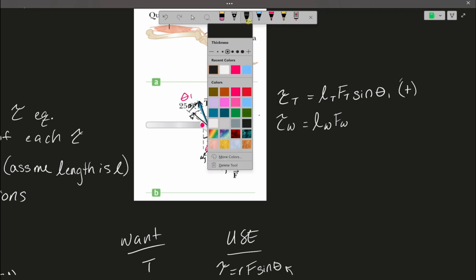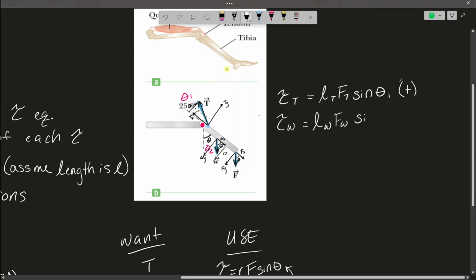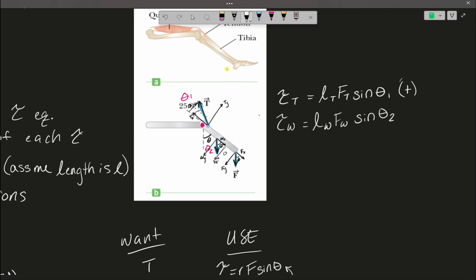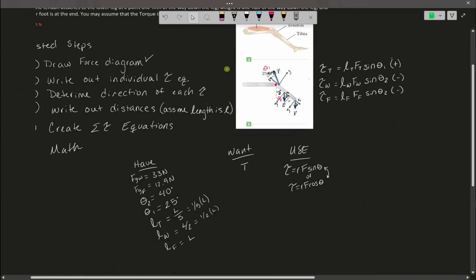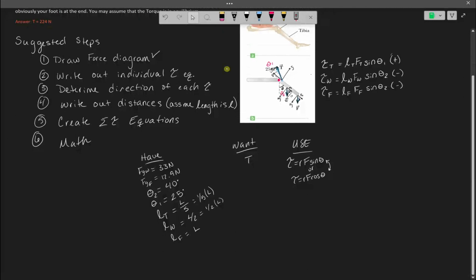So this will also be sine, but this will be sine of theta 2. And the directionality is going to be negative because the torque is going to be going into the page. And I will do the same thing with the foot. This will also be sine of theta 2, and this will also be negative. So in this situation, all of these are going to be sine.